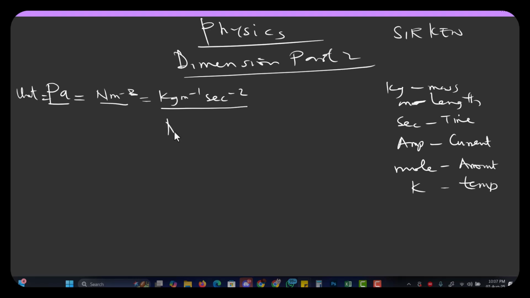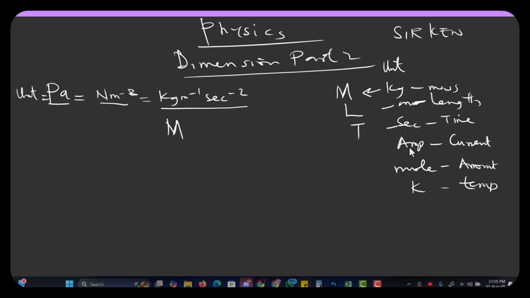So I'm going to have this as capital M in terms of dimension, because I once told you that whenever you see the unit kilogram, the dimension is going to be capital M. Whenever you see the unit meter, the dimension is L. This column is for units. And whenever you see the unit second, the dimension is T.